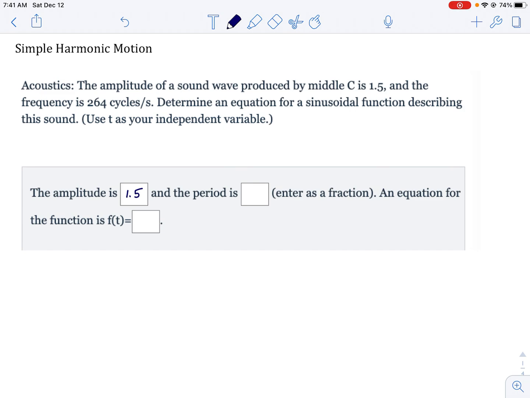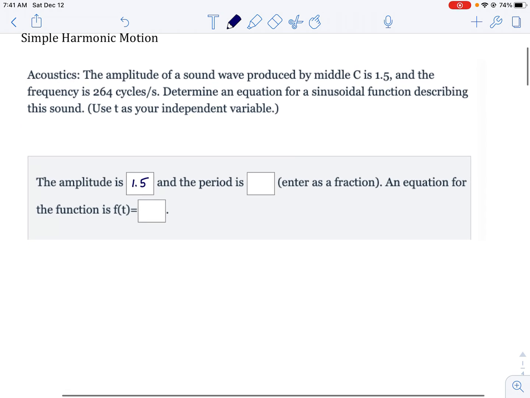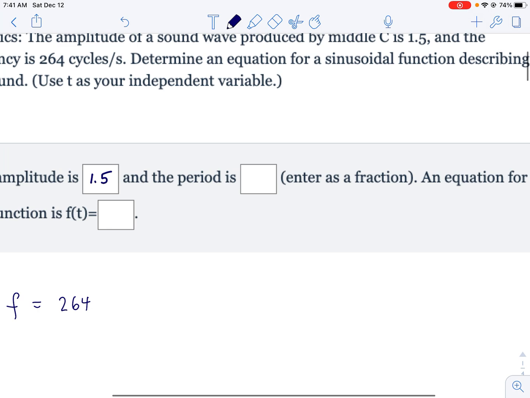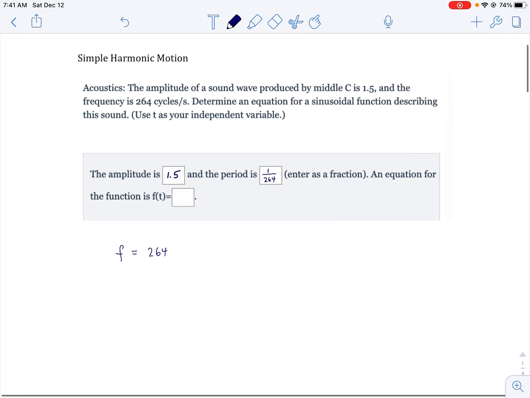They gave you the frequency is 264. I'm going to write that here. Of course, the unit is cycles per second, or what they call hertz. Now, the period is just the reciprocal. So guess what? It's just the reciprocal. It'd be 1 over 264. You can see we said enter that as a fraction.